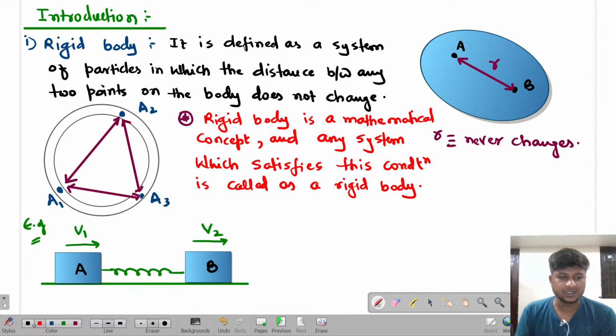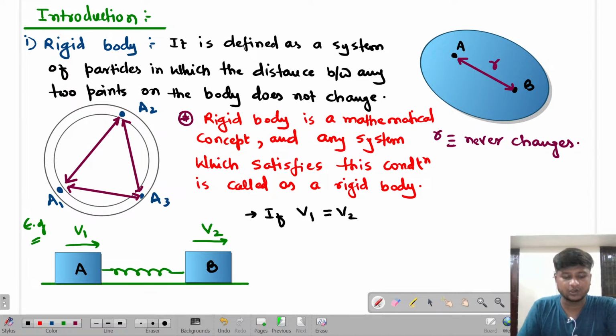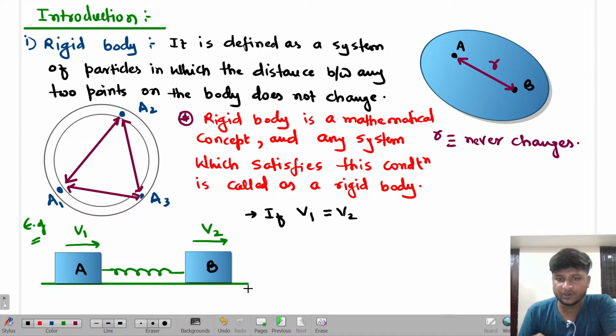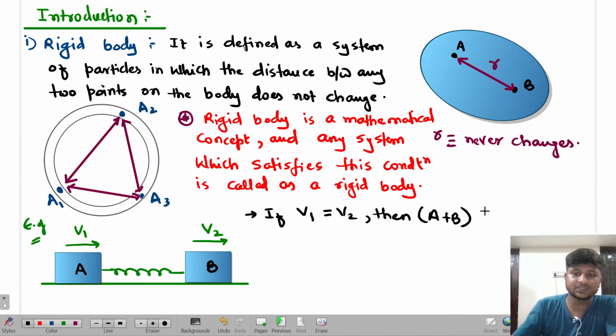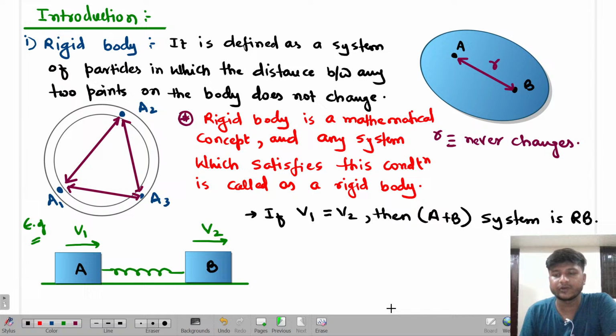So the idea is very simple. The point is very clear that if the velocity of block A is exactly equal to the velocity of block B, then what will happen? This spring will not move here and there, and the distance between A and B will remain the same, or not? Yes. So then we can say that this implies the A plus B system, not only A or not only B, the A plus B system is a rigid body. I will write the short form, which we call RB. Are you able to get me or not? Is that clear?